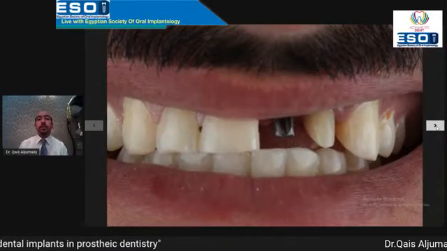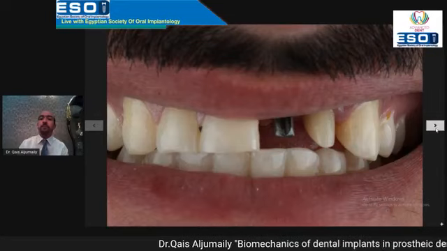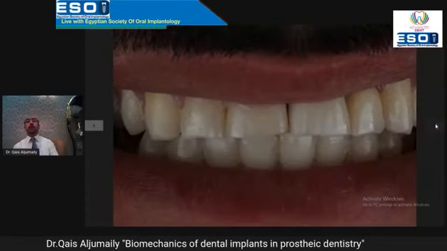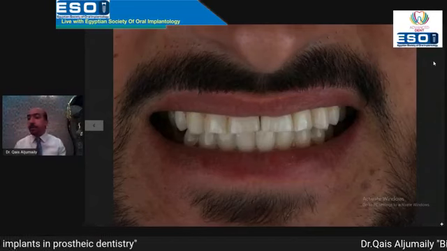And here you see the abutment in place. And this lateral is large enough to receive a crown. And this is the final result for this case. So this is one of my cases in the aesthetic zone.